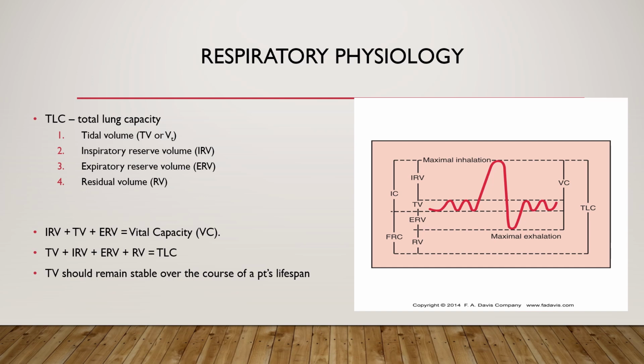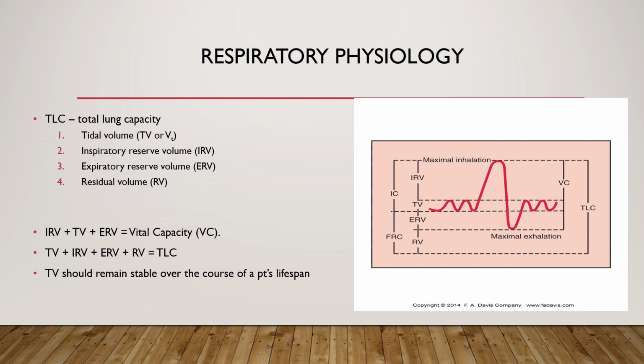And so our inspiratory reserve volume plus our tidal volume plus our expiratory reserve volume equals our vital capacity. And our vital capacity is the maximum amount of air that we can take all the way in and exhale all the way out. Our total lung capacity is our vital capacity plus our residual volume. And so we have our tidal volume, our inspiratory reserve volume, our expiratory reserve volume, and our residual volume to make up our total lung capacity.